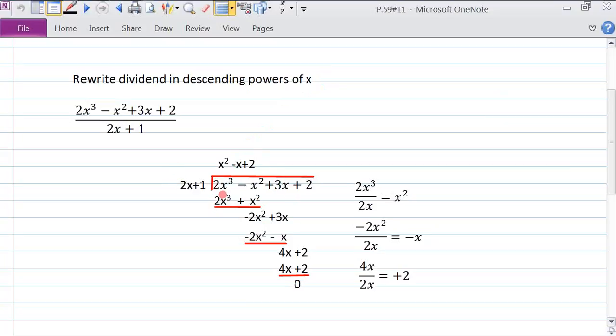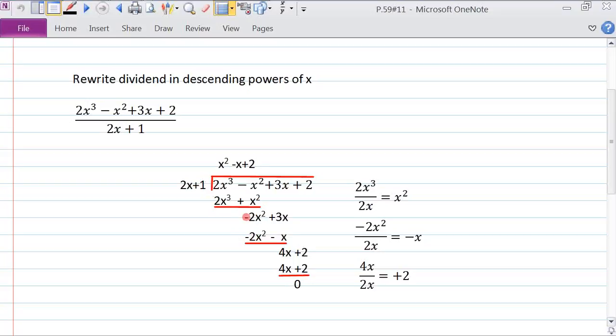Second term. The first term was obtained by dividing this by this. We got x squared. And then the second term was obtained by taking minus 2x squared and dividing it by 2x, which gives me minus x. So now I say minus x times 2x is minus 2x squared. Minus x times plus 1 gives me minus x. So minus x times 2x plus 1 gives me minus 2x squared minus x.